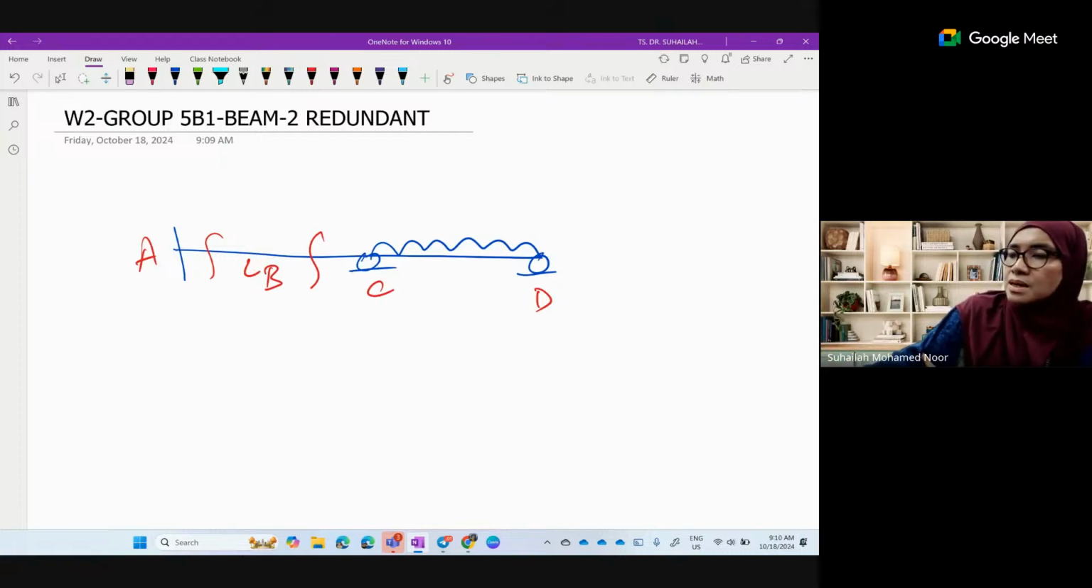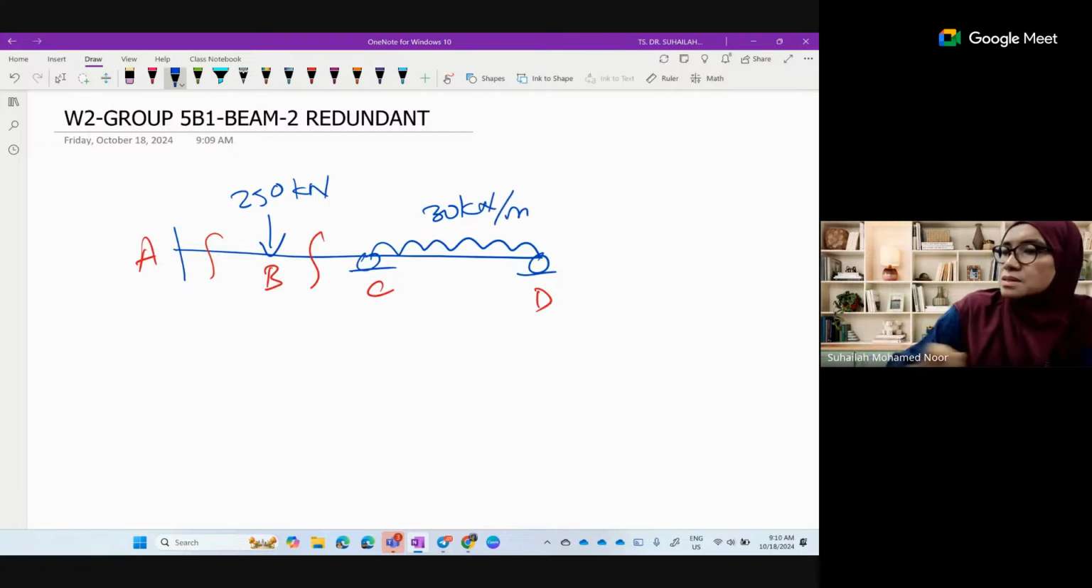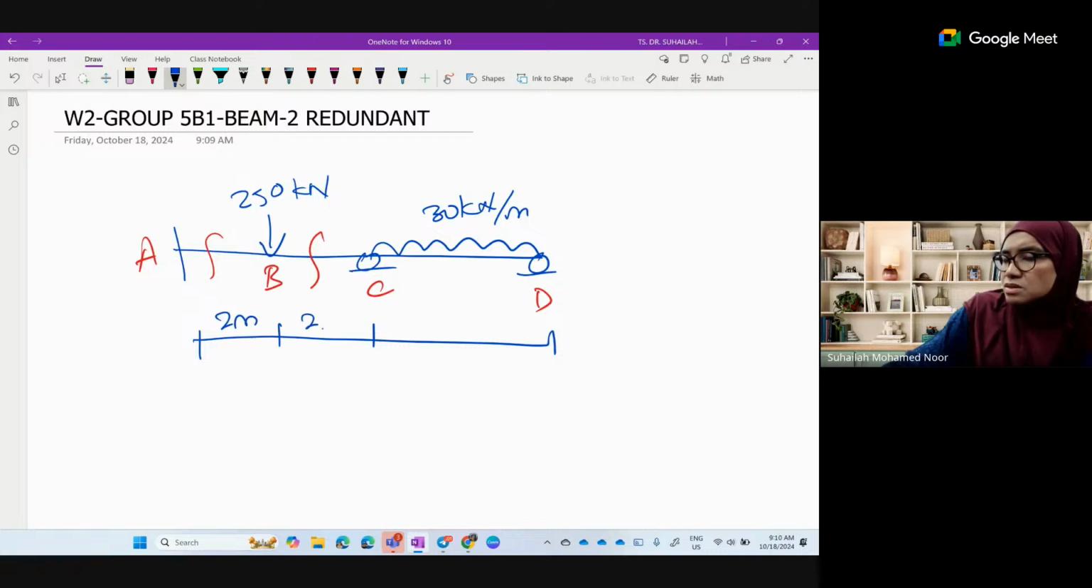Sebab equation sebelum dan selepas moment tu dia akan jadi different. Okay, so yang dalam example ni kita ambil point load lah. Okay, so ada fixed roller. So yang ni let's say 250 kilo Newton. Yang ni berapa nak letak? 30 lah. 30 kilo Newton per meter. Okay, A, B, C. So distance, 2 meter, let's say this is 2 meter, this is 4 meter. Okay, so this is indeterminate beam to the second degree of indeterminacy.